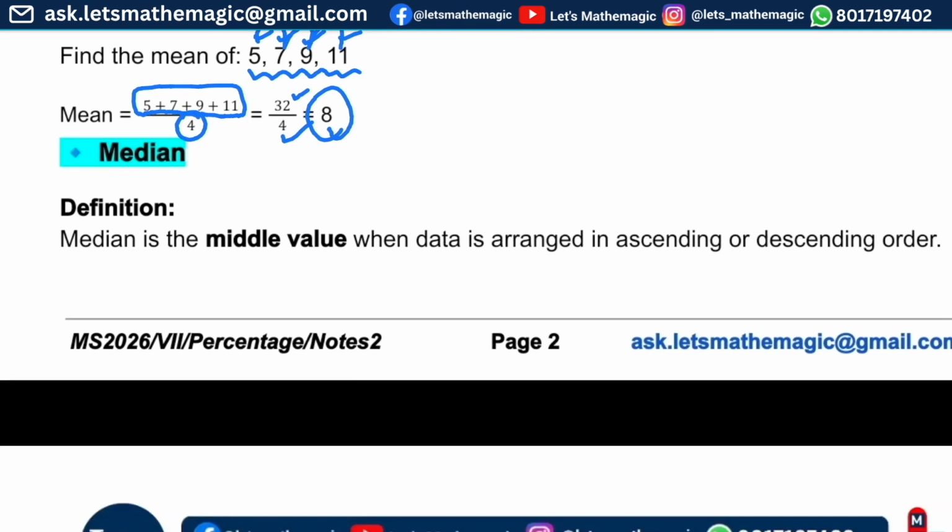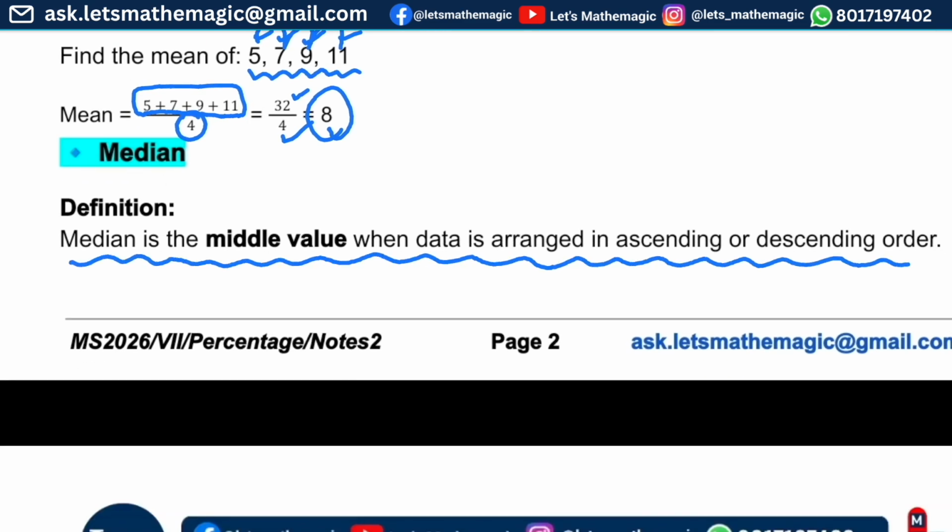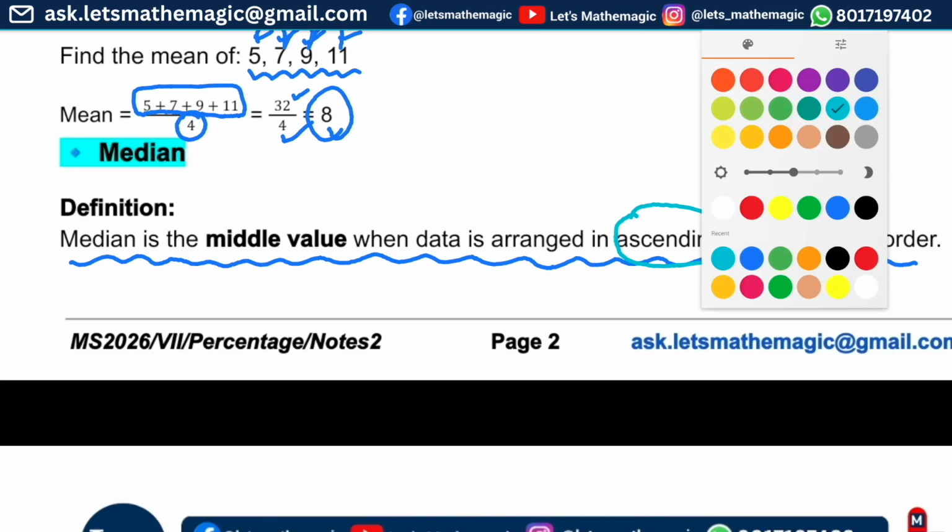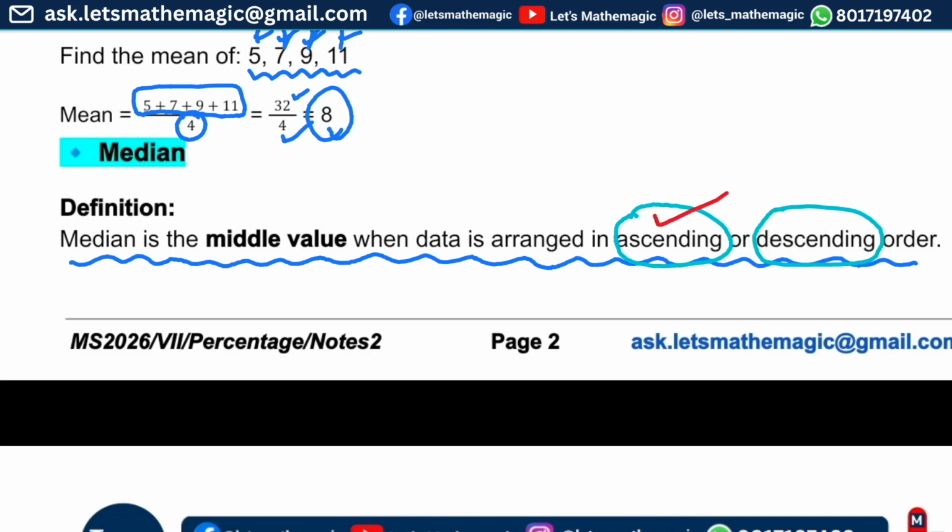Next thing is median. The definition says the median is the middle value when the data is arranged in ascending or descending order. This is very vital. Don't be confused whether we are going to arrange them in ascending or descending order. It is up to your choice. If you choose ascending or descending, both of them will give you the correct answer.